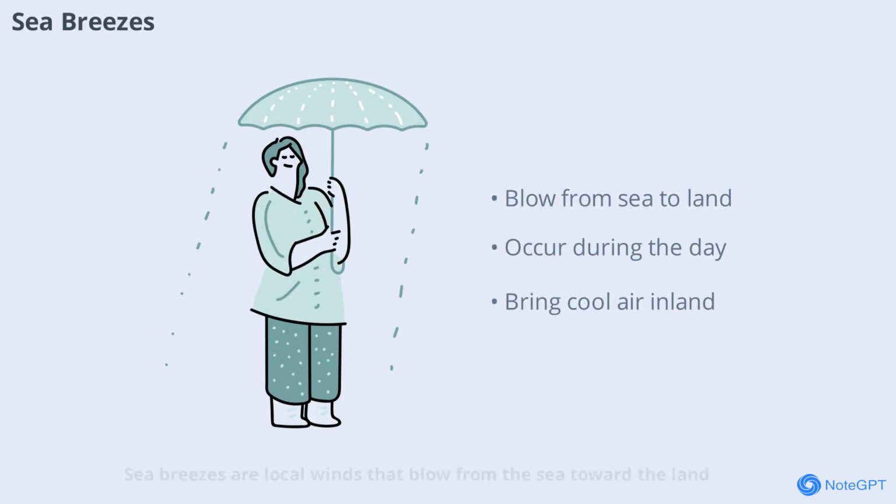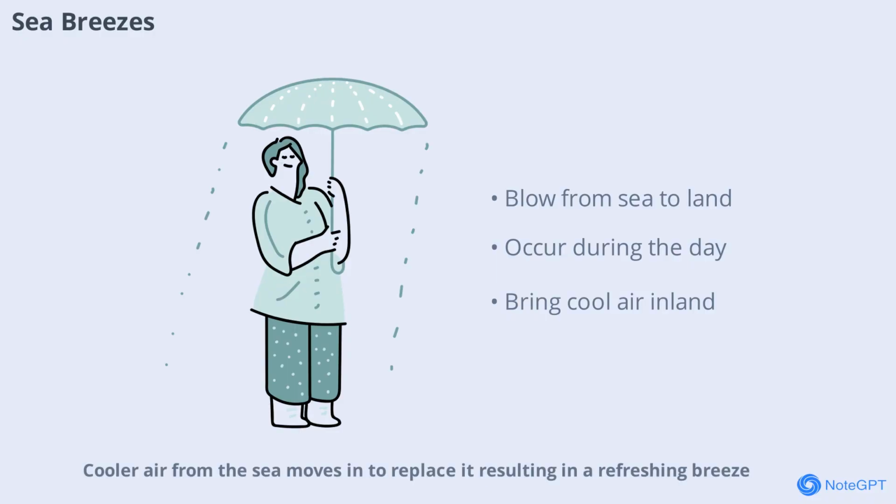Sea breezes are local winds that blow from the sea toward the land, usually during the day. As the sun heats the land faster than the water, the air above the land rises, creating a low-pressure area. Cooler air from the sea moves in to replace it, resulting in a refreshing breeze. Sea breezes are common in coastal areas and can bring relief from the heat.